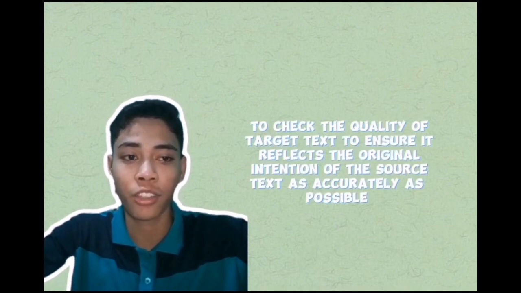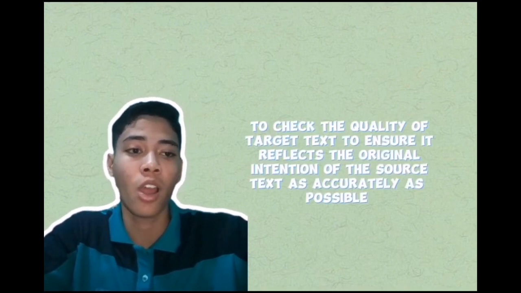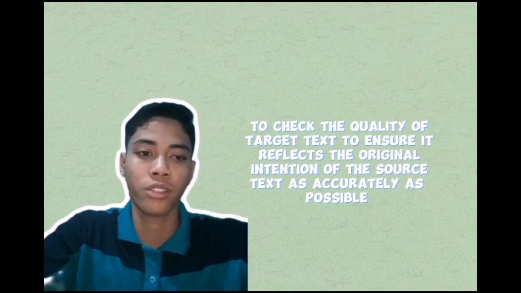In many cases, the translation procedure will include understanding the source text, identifying the translation difficulties that may arise, doing the necessary research to overcome these difficulties, and then carrying out the translation process itself. After the text has been translated, it is also important to check the quality of the target text to ensure that the result reflects the original intention of the source text as accurately as possible.